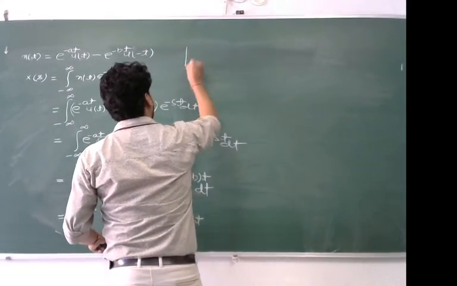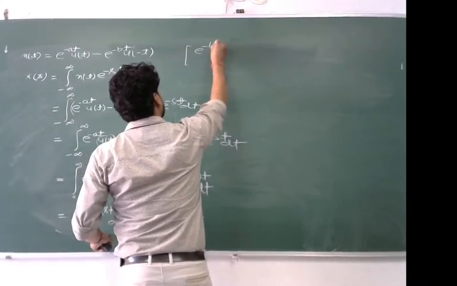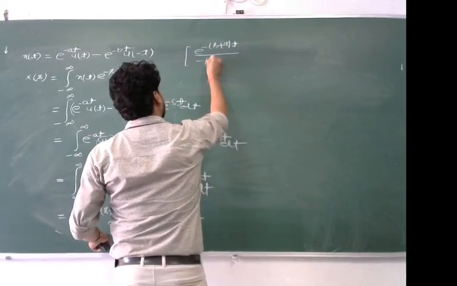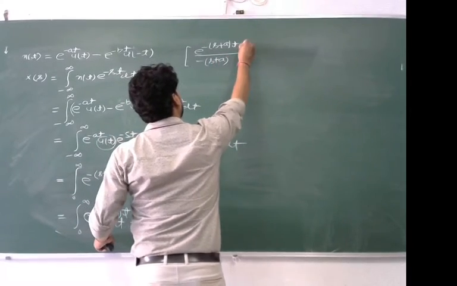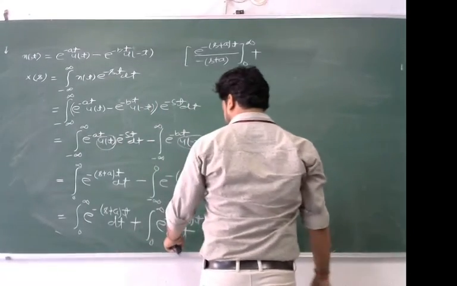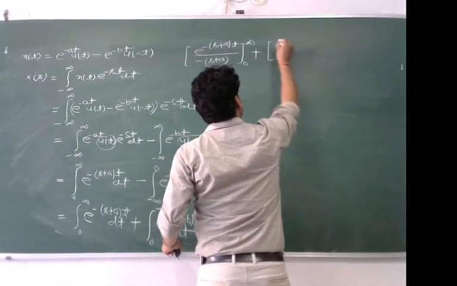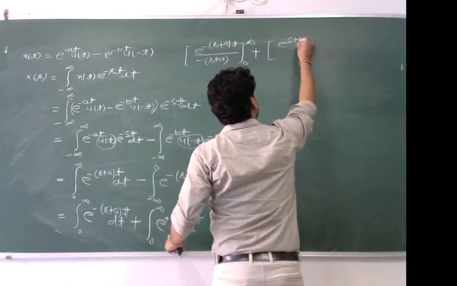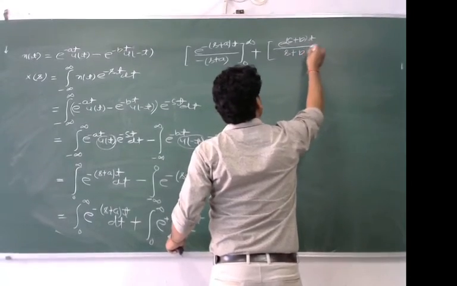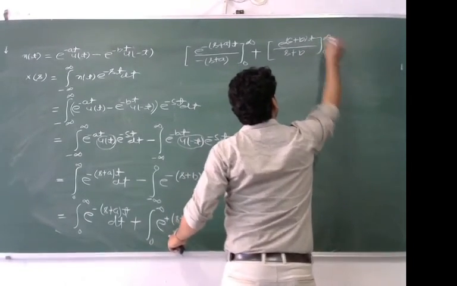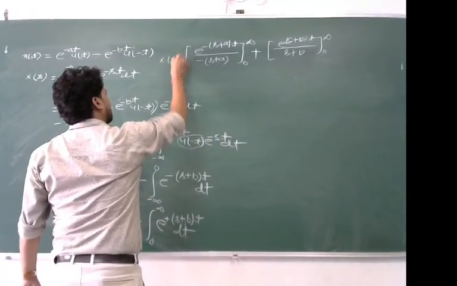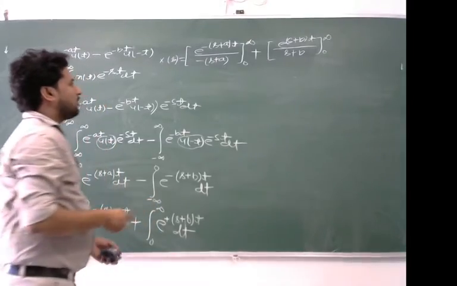So all we have to do is determine the value of this integration. This will become e power minus (s plus a) t upon minus of (s plus a), with limit from 0 to infinity, plus here it is e power (s plus b) t divided by (s plus b), with the same limit from 0 to infinity. This is what we will get from the relation of the Laplace transform. Now we have to put the limit.